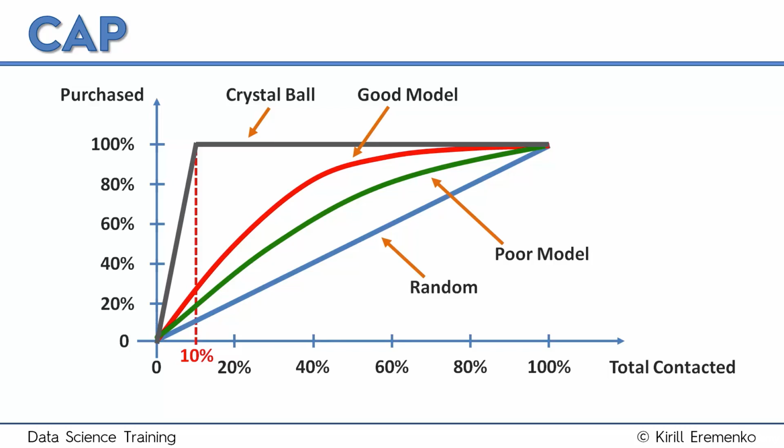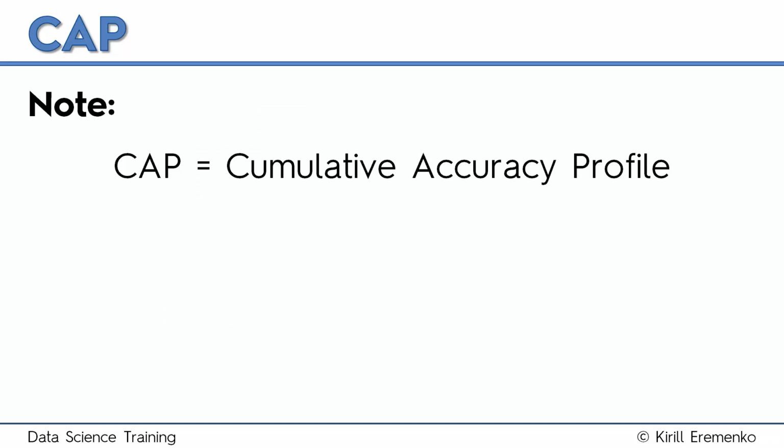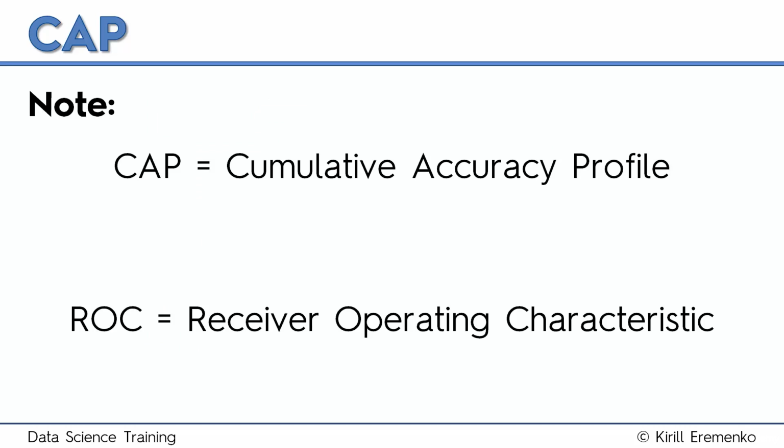One last thing I wanted to mention is a note that we have the CAP, which is a cumulative accuracy profile, and we have a ROC, which is a receiver operating characteristic. A lot of people get these things confused, myself included. I used to get it confused.